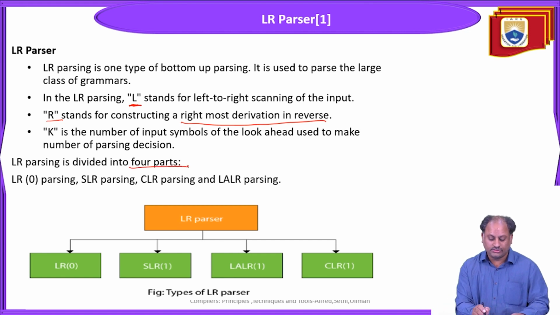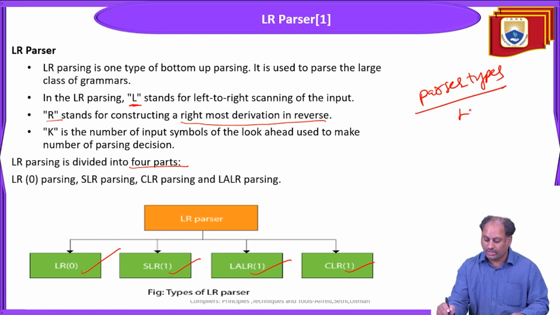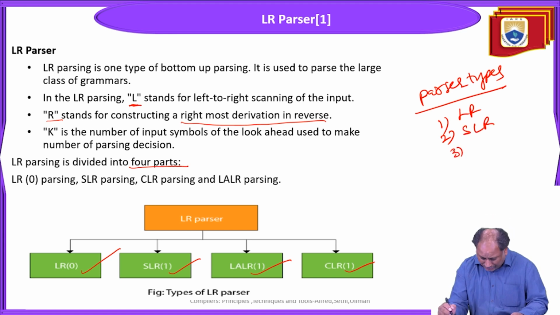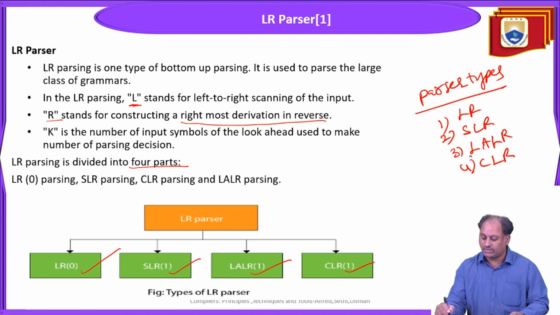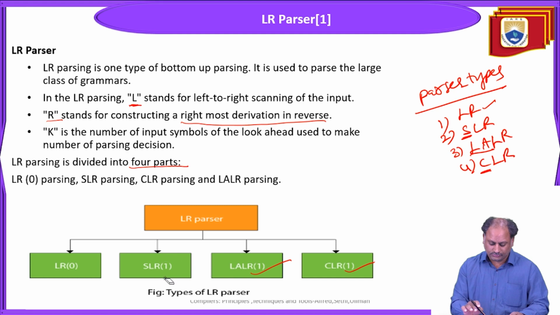There are 4 parts. First one is LR0, SLR parser types. LR0 is the first one, simple LR, LALR, and the fourth one is CLR. LALR stands for look-ahead LR, CLR for canonical LR, and S stands for simple LR. So these are the 4 parts of LR parser.